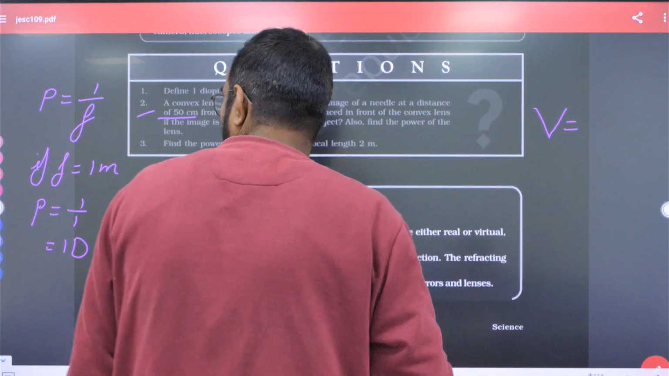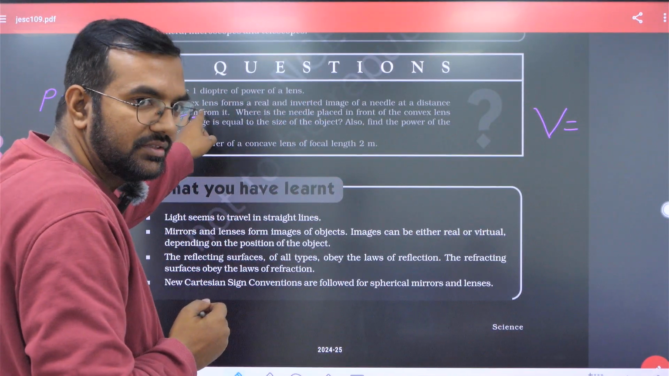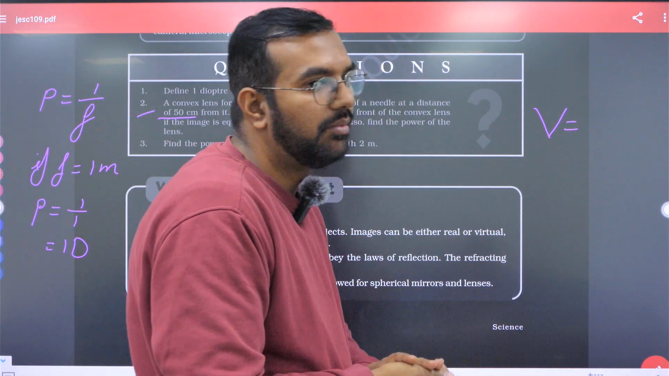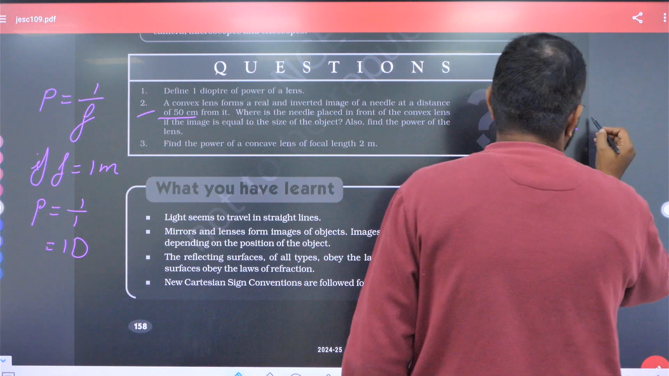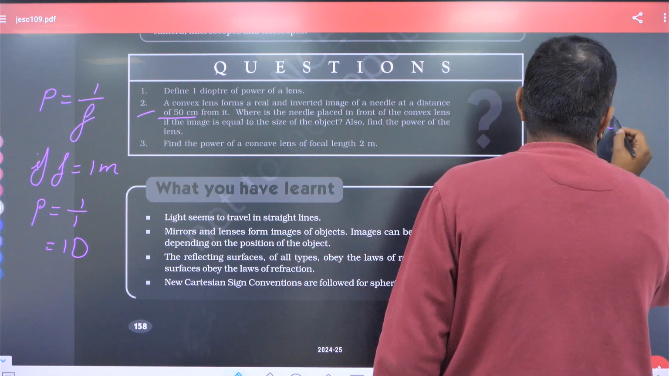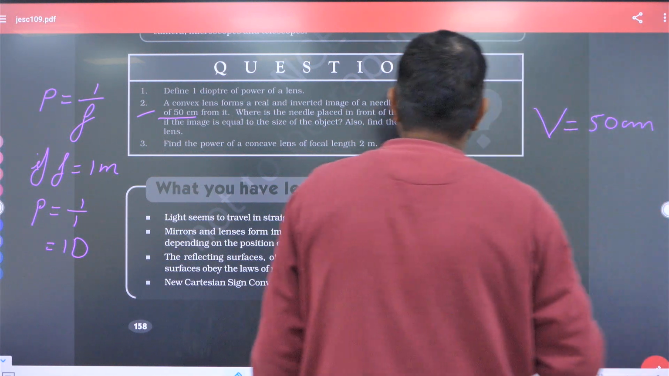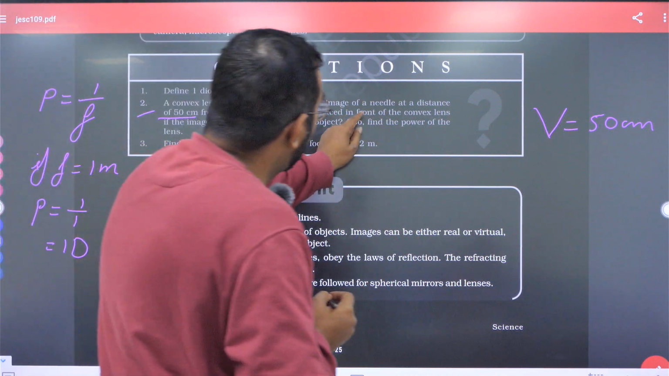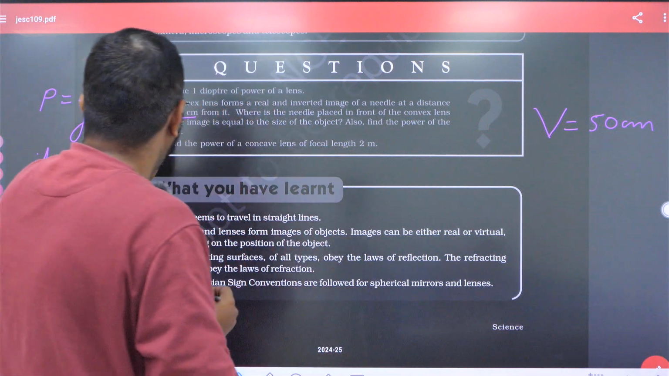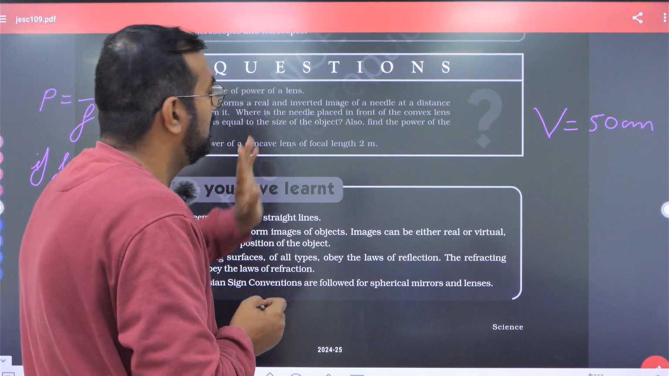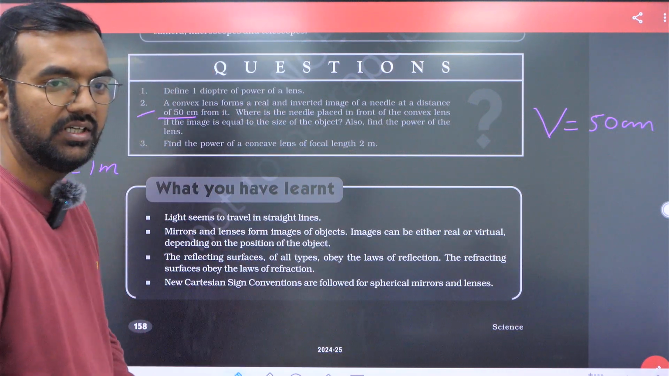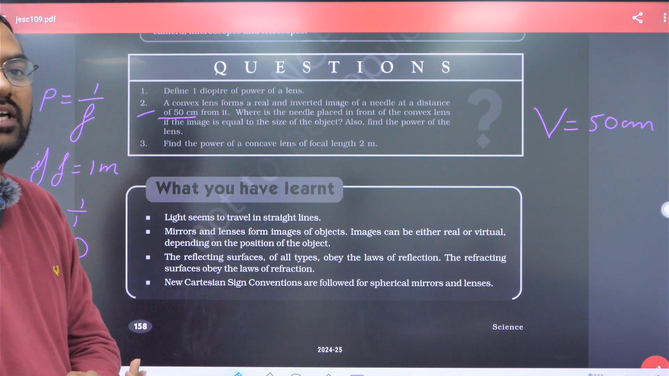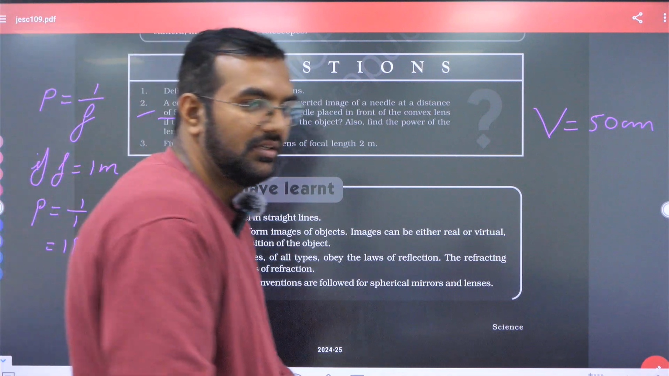It is V, right? The lens is convex, so will V be positive or negative? Positive. So V is 50 centimeter. Where is the needle placed in front of the convex lens if the image is equal to the size of the object? Here it is given that the image is equal to the size of the object.